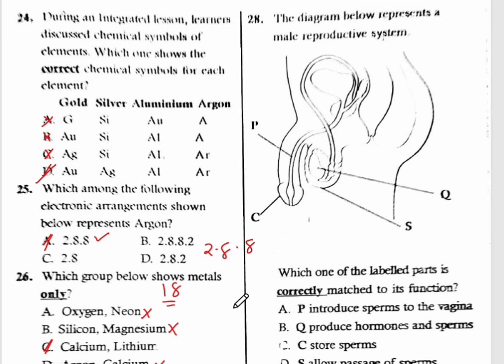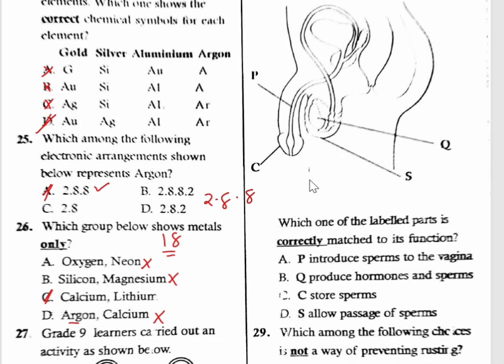Here we have a male reproductive system, and then we have some points here, some letters. Which one of the labeled parts is correctly matched to its function? So let us remind ourselves of the names of these parts. C is known as the penis, P is known as the urethra, S is the scrotum, you can see it is pointing here outside, and then Q is pointing inside, so this is the testis. So let us see which one is correctly matched.